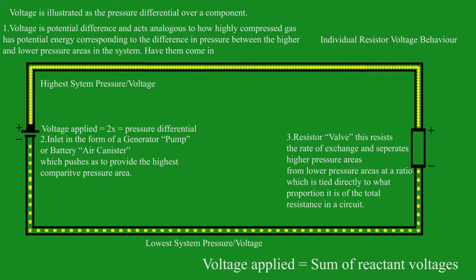Kirchhoff's voltage law states that the algebraic sum of all the voltages around any closed-loop path in a circuit will always be equal to zero. And this is very useful in finding unknown voltages in a closed circuit.